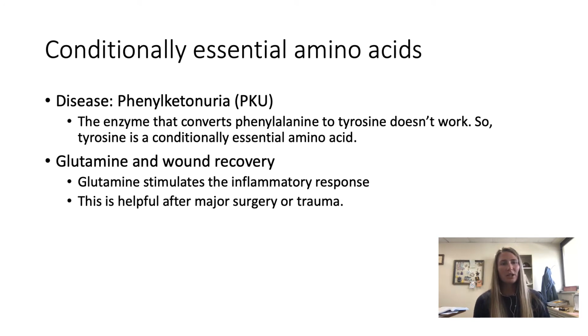Then there are what we call conditionally essential amino acids. So we have amino acids that become essential to our body under certain conditions. One of those conditions would be the disease phenylketonuria. PKU is what I'm going to refer to it as, because it's a very big word for me to say. PKU is a brain and neurological disease. It's when an enzyme that converts phenylalanine to tyrosine doesn't work. So if we're not converting that phenylalanine to tyrosine, our body becomes deficient in tyrosine. So tyrosine becomes a conditionally essential amino acid. We have to consume it.